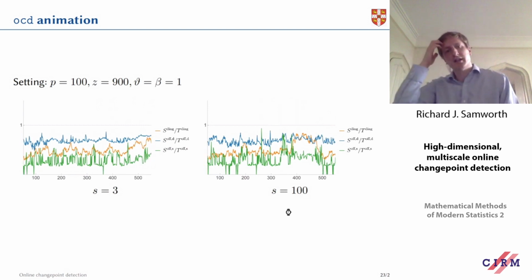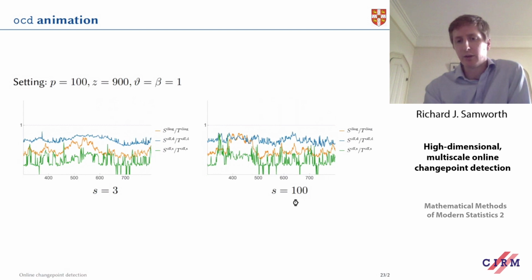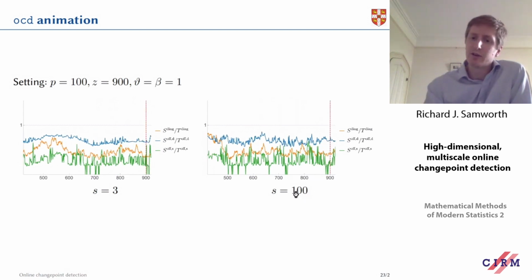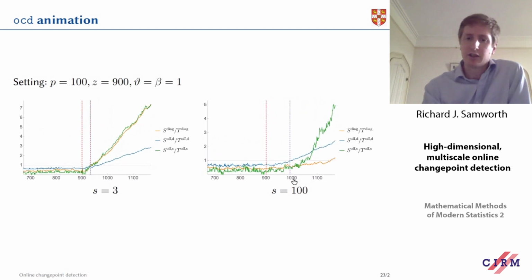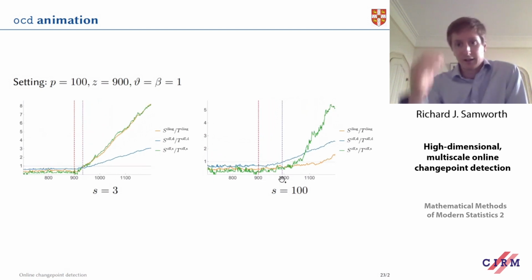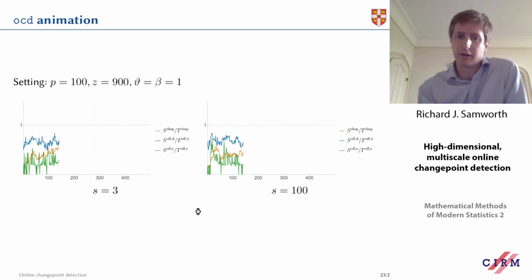And that's quite interesting because P is 100, so the square root of that is 10, and so what we're seeing is that it's taking about 3 times as long to declare a change in the dense case as it does in the sparse case, and that really is exactly in line with our theory on the previous slide.